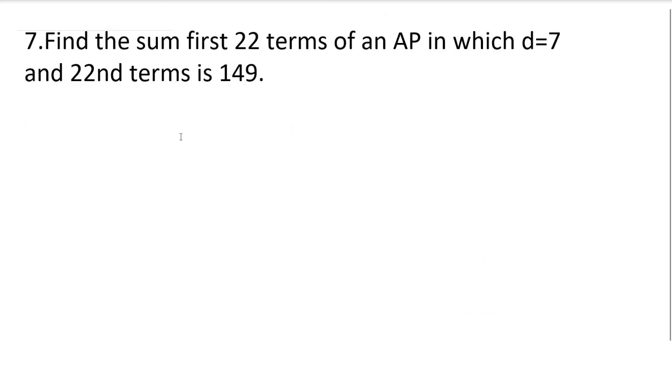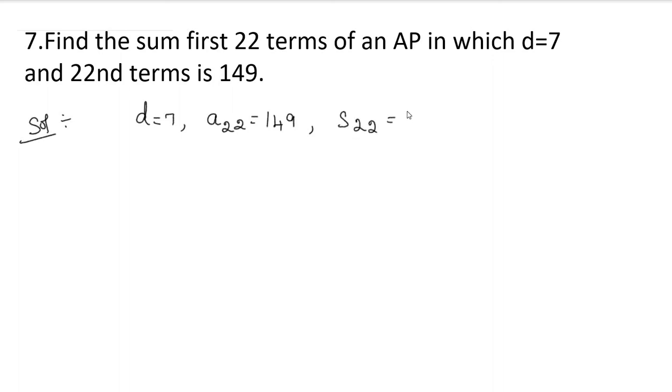Let us see the seventh sum. What is given? Find the sum of first 22 terms of an AP in which D is equal to 7 and the 22nd term is 149. Let us find what is given. D is equal to 7 and the 22nd term is 149, it means A22 is equal to 149. We are supposed to find the sum of first 22 terms, it means S22 we have to find.